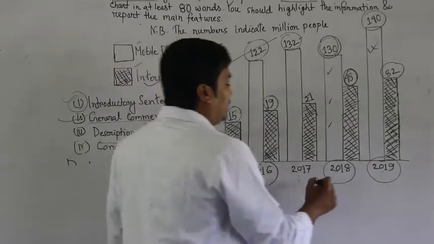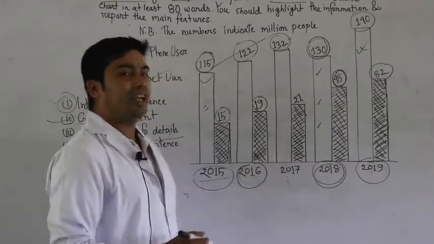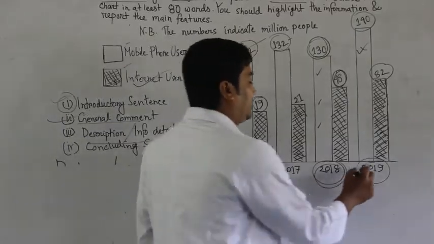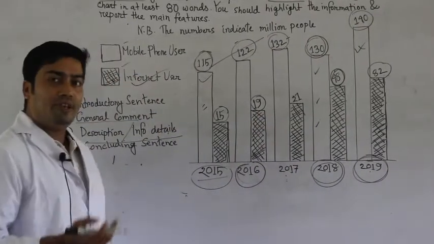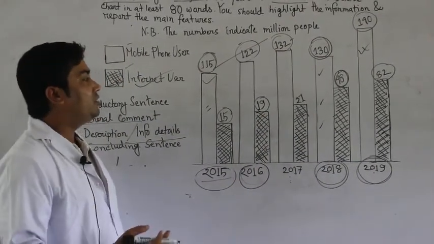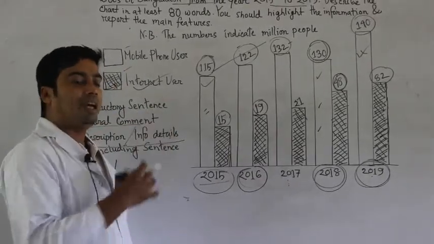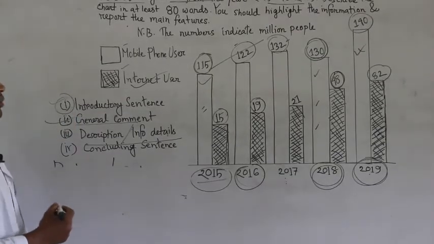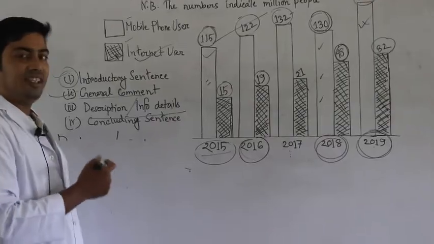But the next year was a fall. In 2018, both mobile phone users and internet users were in decreasing numbers. But after that, in the final year in the chart, in 2019, both mobile phone users and internet users rose high, the highest in the chart. So this is the way we describe charts and graphs.